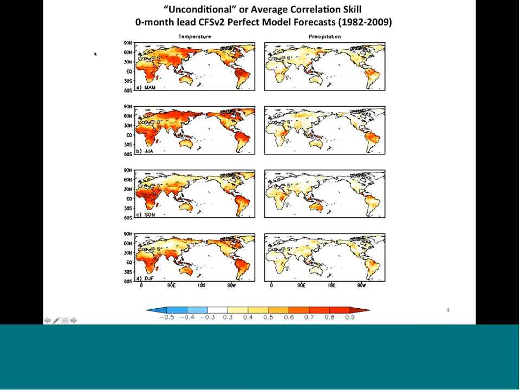Since I'm in a perfect model context, whereas previously what I showed you from the CFS2 was actual verified forecast skill, this shows the average correlation skill from the CFS2 in a perfect model context. This is for 0-month lead, temperature on the left and precipitation on the right, shown for 4 different seasons. This gives you an idea of what the skill is in perfect model world. If you compare this to actual skill, the value of the skill is higher, and of course temperature is more skillful than precipitation. This is just the baseline of the average historical skill and the average skill mask, and now we want to see if we can improve on that.